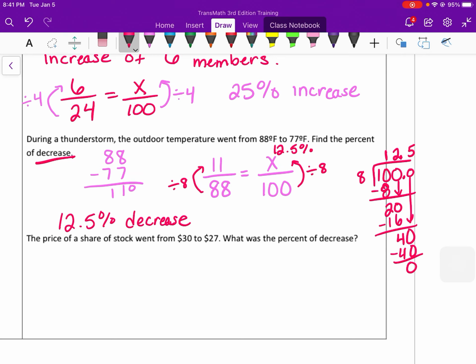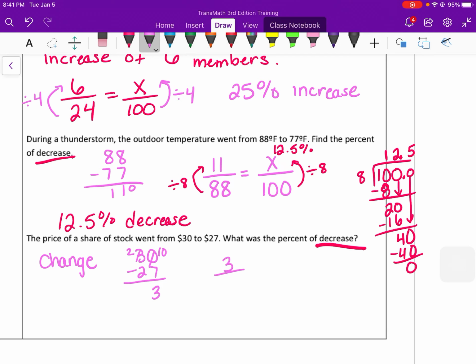The price of a share of stock went from 30 to 27. What was the percent of decrease? So the price went down, so it was a decrease. So the first thing you solve for is how much it changed. So the change would be it went from 30 to 27. So subtract to find the difference. 30 minus 27, you can borrow from the 3 to make that a 10. 10 minus 7 is 3. So 30 minus 27 is 3.